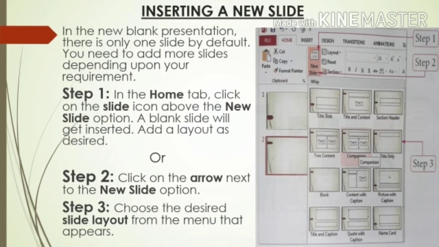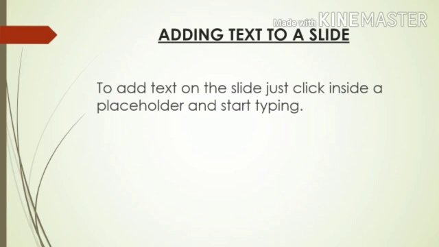Step 1. In the Home tab, click on a slide icon above the New Slide option. A blank slide will get inserted. Add a layout as desired. Or Step 2. Click on the arrow next to the New Slide option. Step 3. Choose the desired slide layout from the menu that appears.